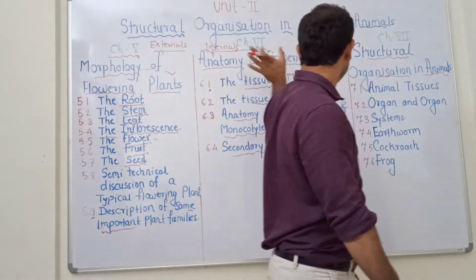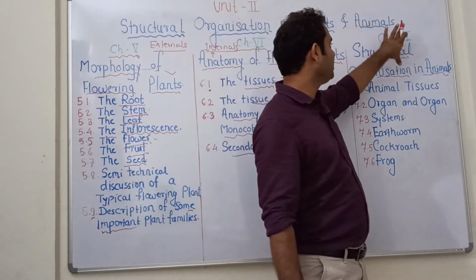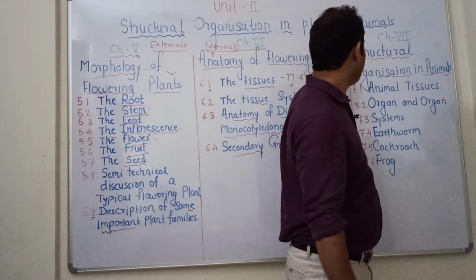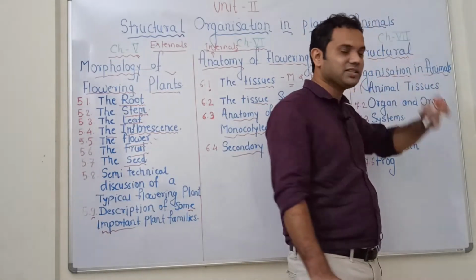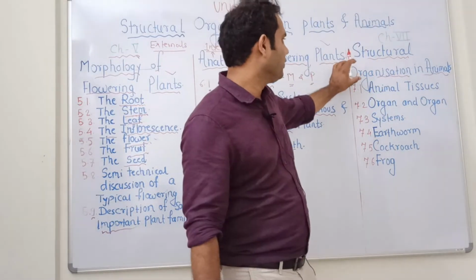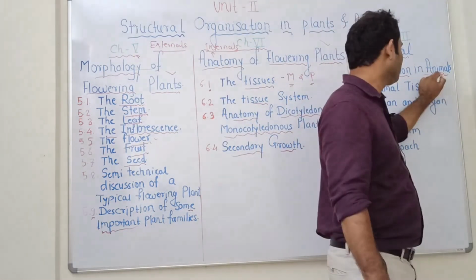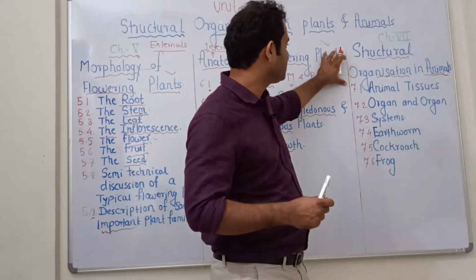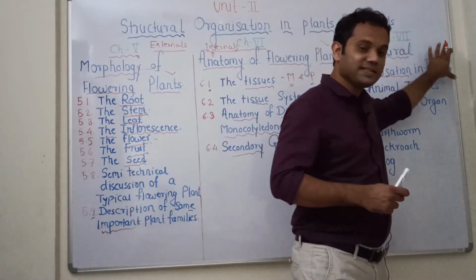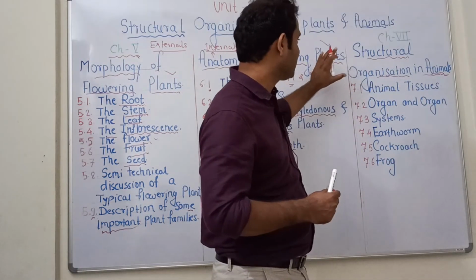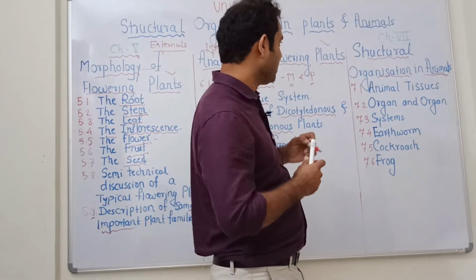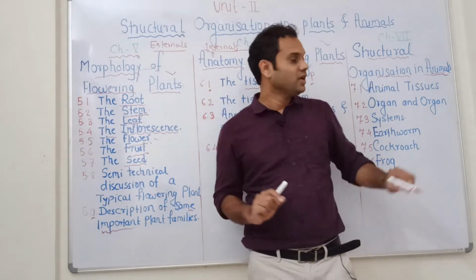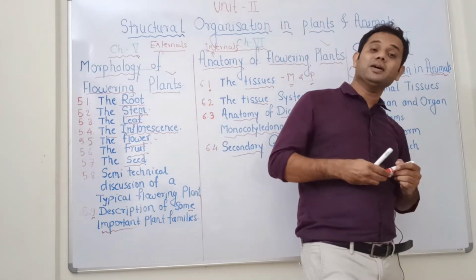animals only. Chapters 5 and 6 pertain to plants, but in this 7th chapter we have to study animals. So what is the name of this chapter? Structural organization in animals. Here we have to study, likewise we have seen the plant tissues, the animal tissues.